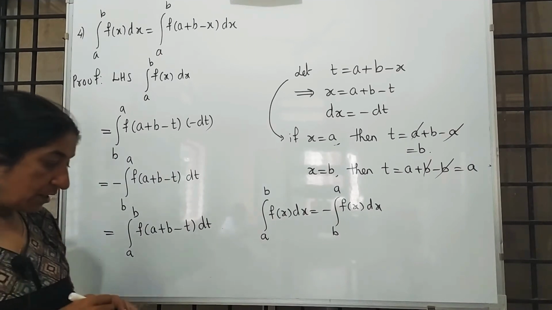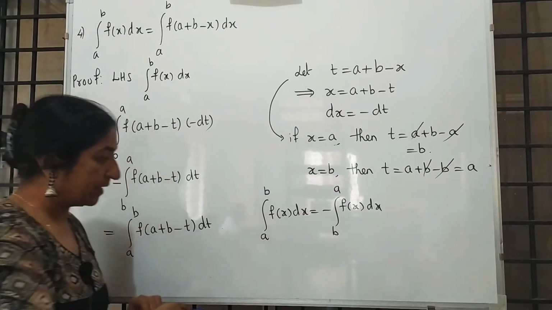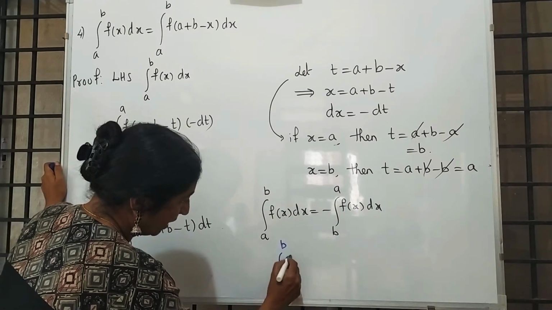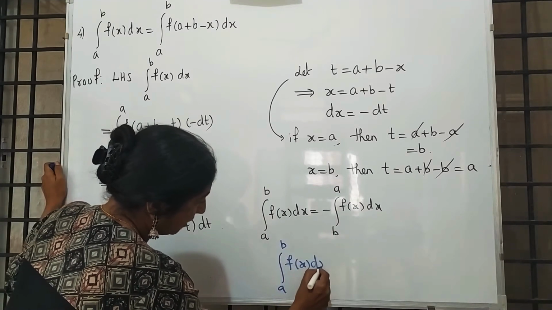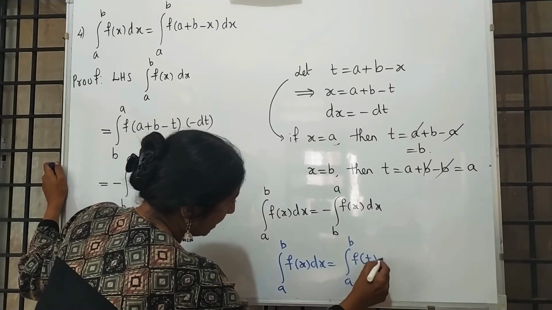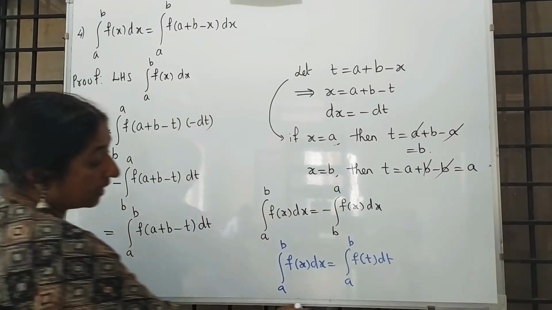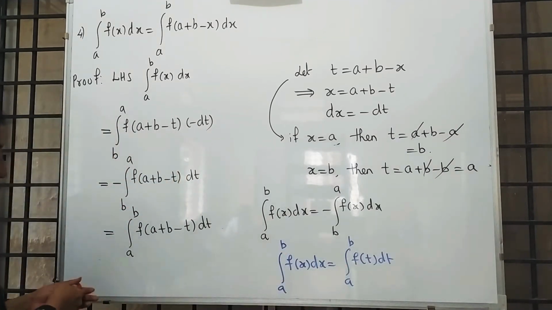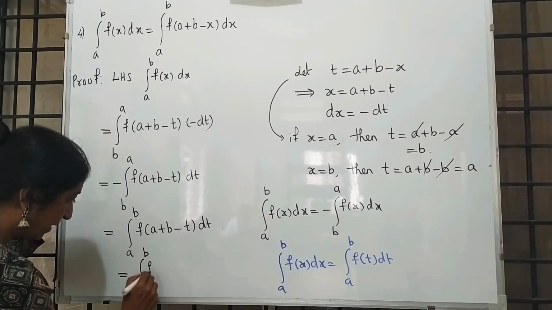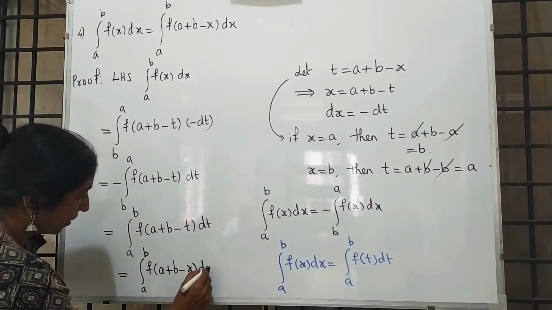In the next one, I will take the first property, applying the first property. Already you are familiar with the first property. What is that first property? Integration from a to b of f of x dx will be written as integration from a to b of f of t dt. That means we are not going for that substitution. We are completely changing the variable. So this will be written as integration from a to b of f of a plus b minus x into dx.